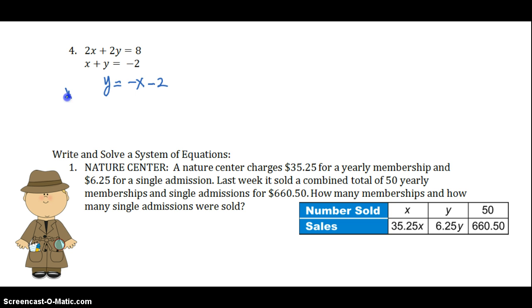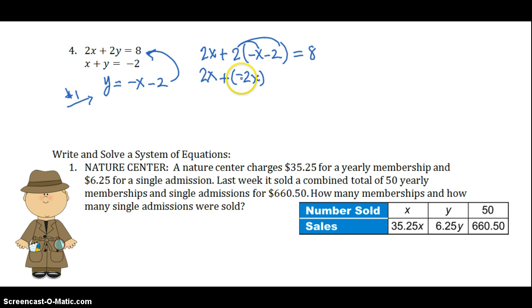So that's step number 1. I isolated one of the variables. I'm going to take it and plug that back into the first equation. So 2x plus 2, and in place of the y, I am substituting -x minus 2 equals 8. Don't forget to distribute the 2. 2x plus a -2x, because the negative here is going to make that negative, plus a -4. We'll just go ahead and be consistent with our parentheses.